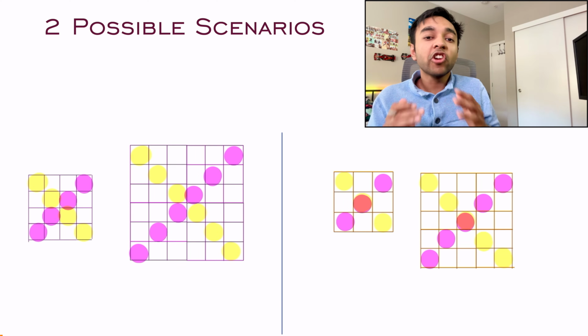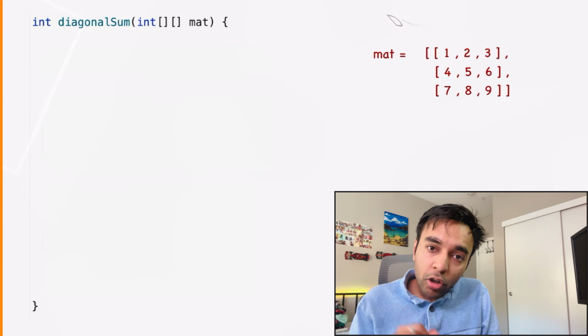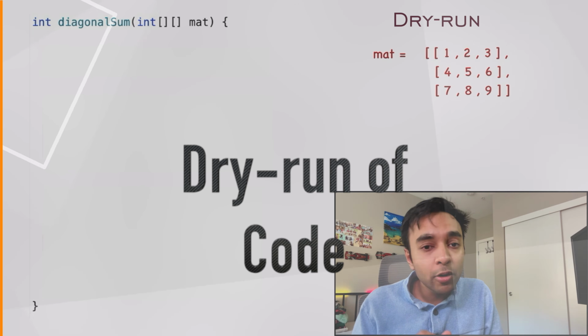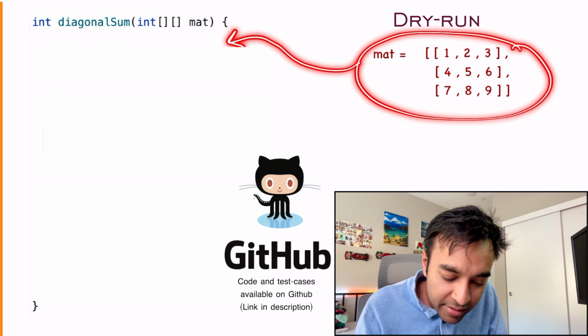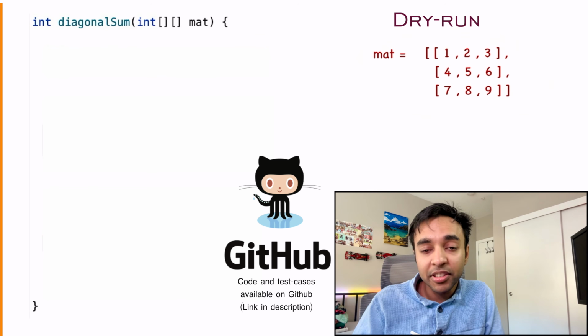Now let us quickly do a dry run of the method that we just discussed. On the left side of your screen, you will have the complete code to implement this solution. And on the right, I have a sample matrix that is passed in as an input parameter to the function diagonal sum.